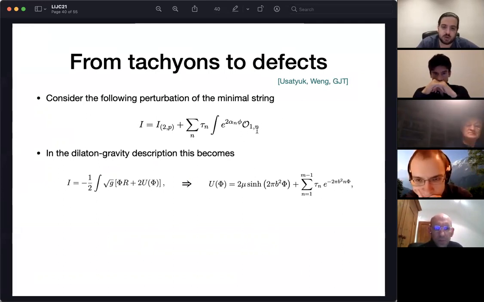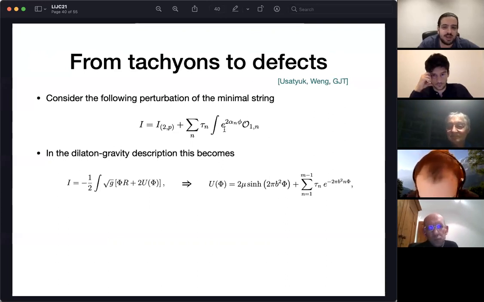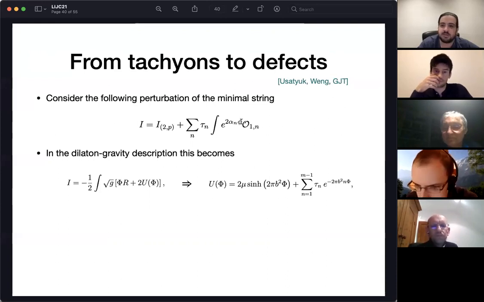So this O of 1 comma n is a matrix model primary operator labeled by a single integer because it's a 2 comma p model. n goes from 1 to, I don't know, p over p minus 1, something like that. And this is the Liouville dressing to make it a good operator to integrate. So it has dimension 1 comma 1. And these tau are the couplings of these deformations.